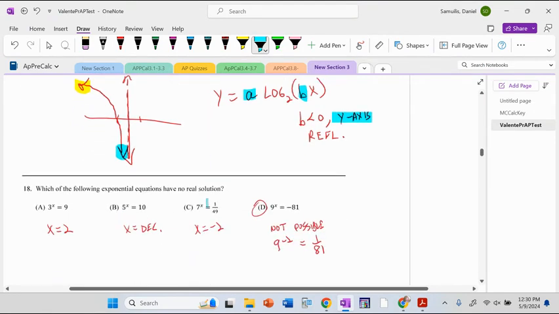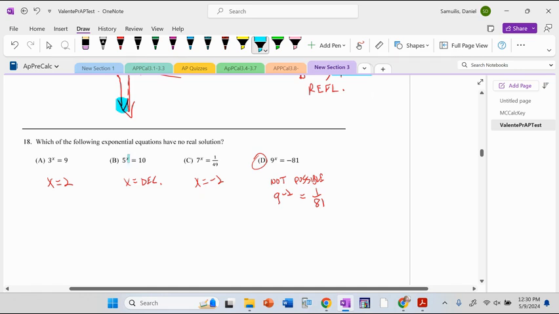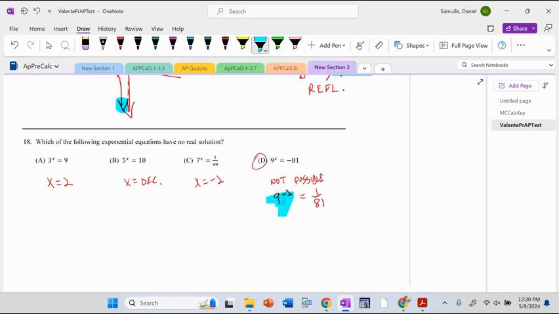Which of the following have no real solution? Basically, you can't take 9 to a power and get a negative number. And no, 9 to the negative second does not equal negative 81. It equals 1 over 81 through the flipping rule. So all the other ones have answers, which I showed. This just means decimal. We'd have to use a logarithm to find that.